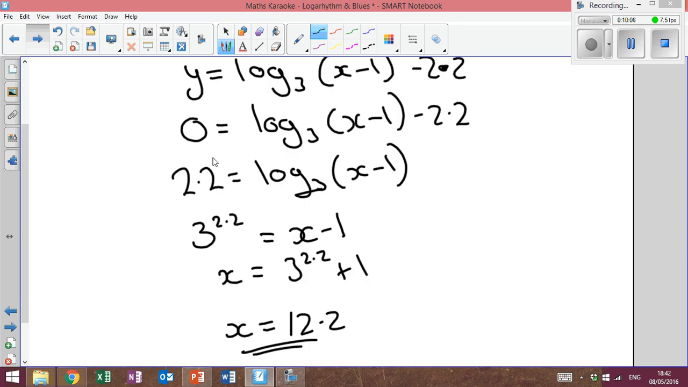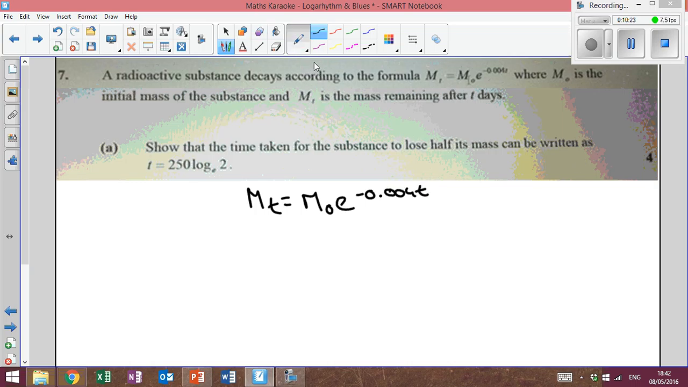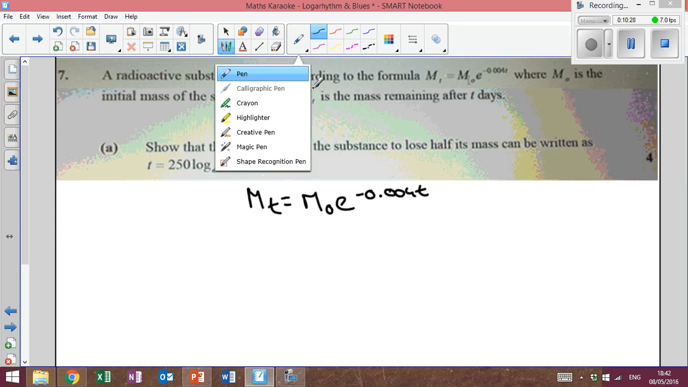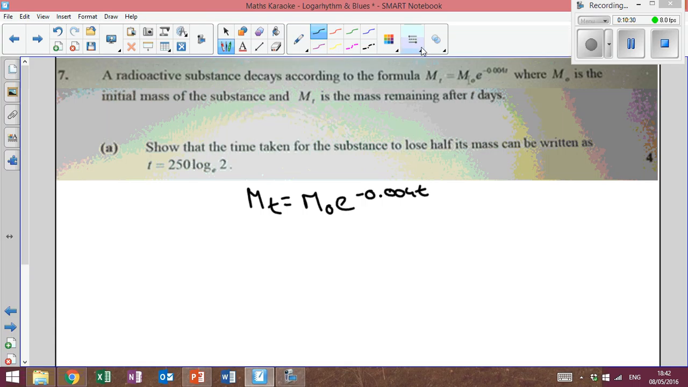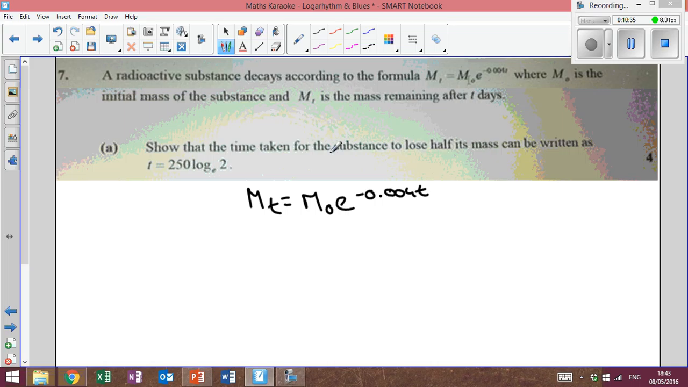Okay, and the last question, a radioactive substance decays according to that formula. Mt is equal to m naught e to the minus 0.004 t, and we're looking to show that the time taken for the substance to halve its mass can be written as t is equal to 250 log e to the base 2.